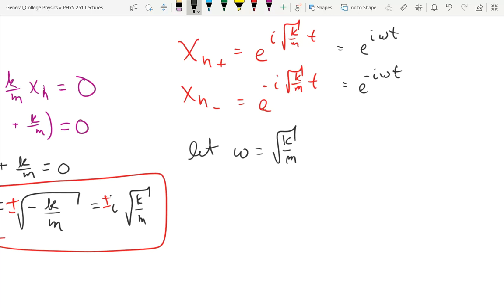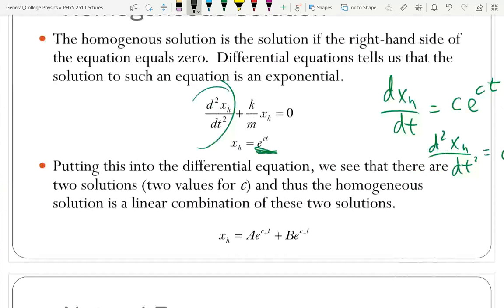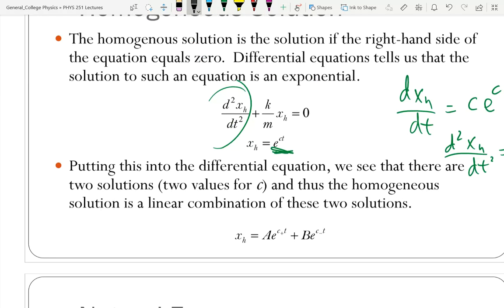So we have 2 solutions. And then the bottom line, our actual homogeneous solution is a linear combination of those 2, where the constants capital A and capital B just depend on how you start the system. You start the system differently, A and B are going to be different values. But the omega is going to be the same. And of course, I put C plus and C minus more conventionally.